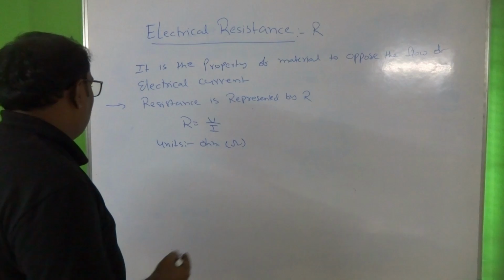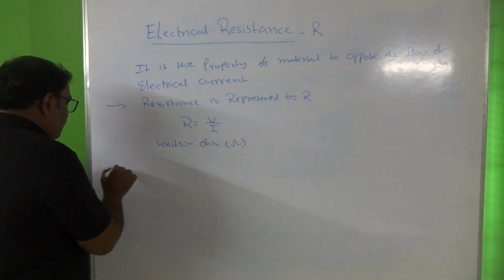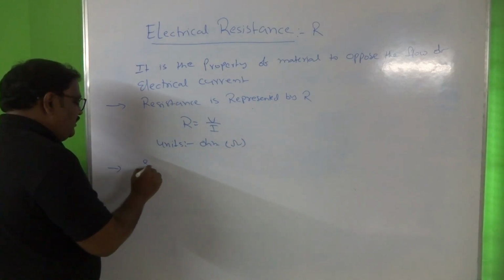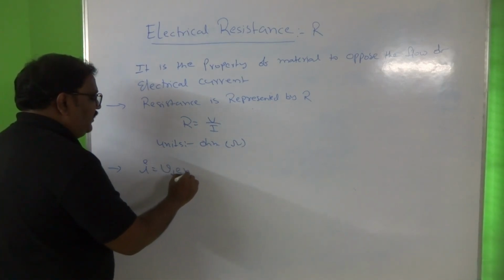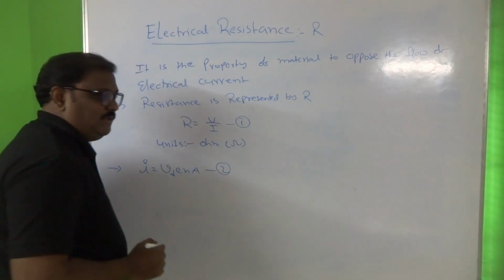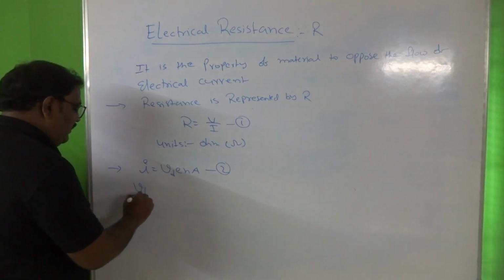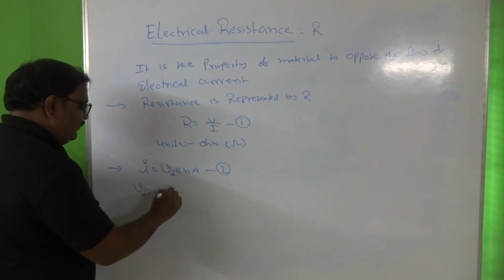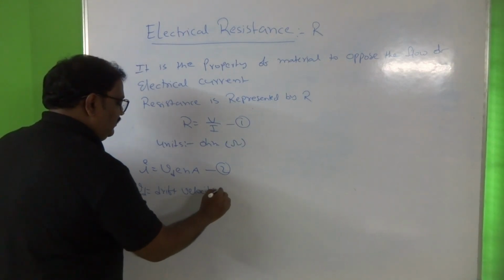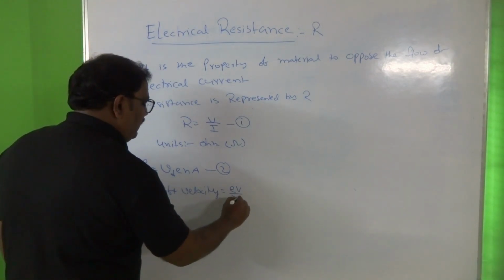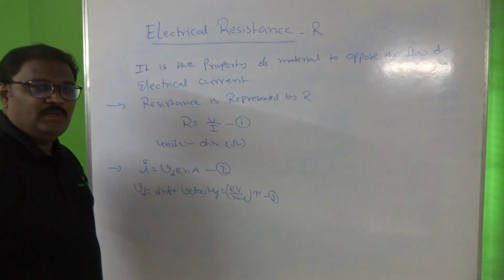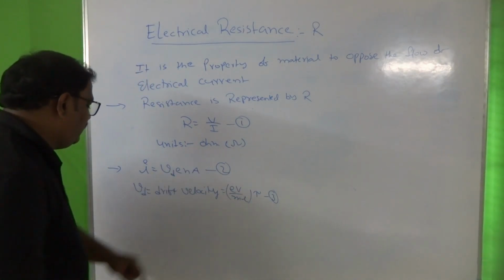Okay, dear friends, already in the class we calculated the current flowing through any conductor: I equal to Vd into E into n into A. Let us take this as equation number 1, this as equation number 2, and here Vd equal to drift velocity, that value equal to Ev by m L into tau. Let us take this as equation number 3. Now you substitute equation number 3 in equation number 2.